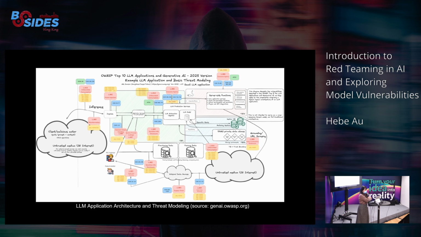So here is a quite good diagram that shows every action in your system and what the vulnerability in the system is. I know you cannot see this graph very clearly, but you can find it from GenAI.org.